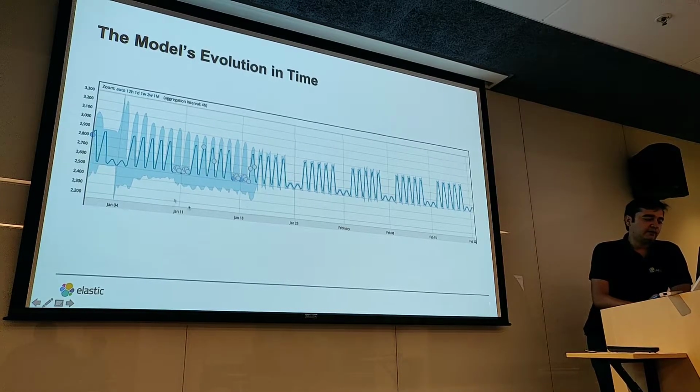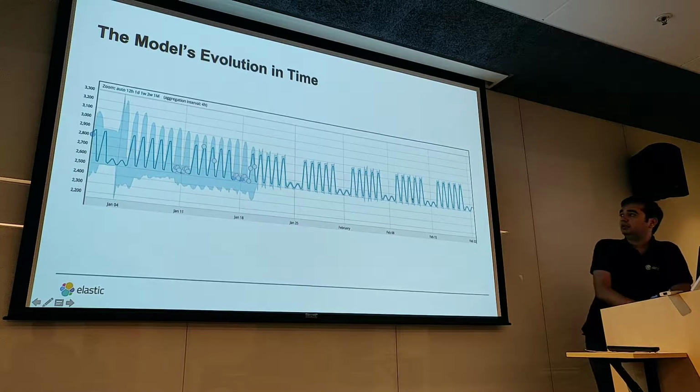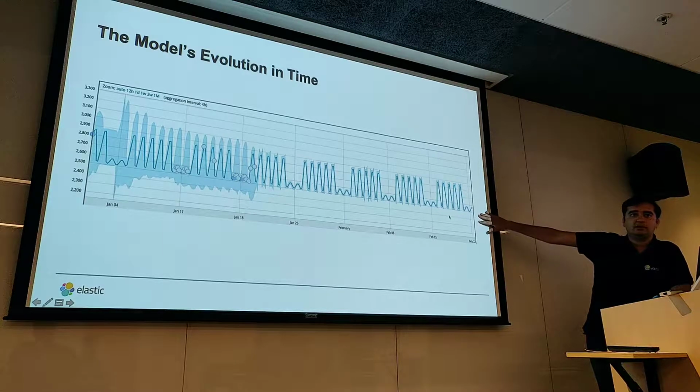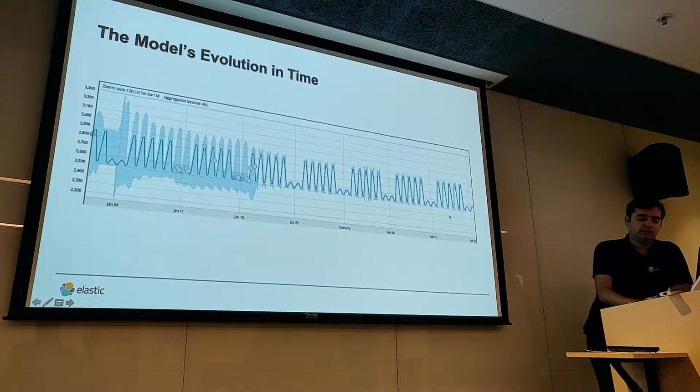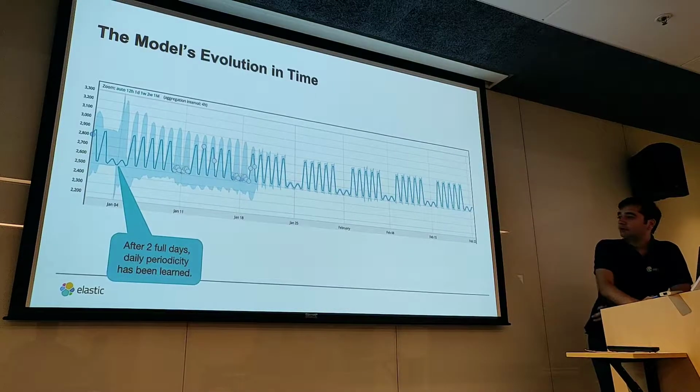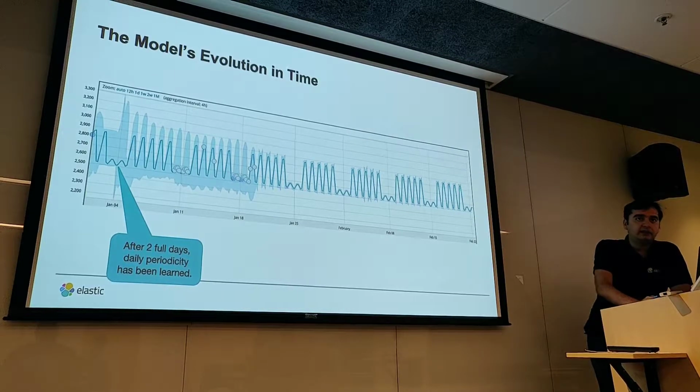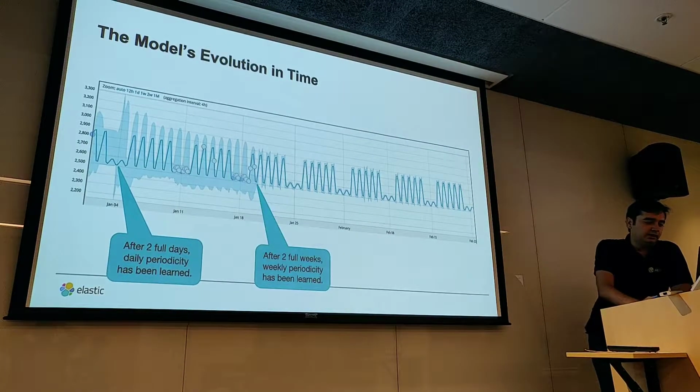It was trying to figure out what is the normal behavior, but as more data started coming in, it started creating a better model of the typical behavior. If you see, the shaded region has gone really down. It's actually mimicking the actual values. This is an actual screenshot of Elasticsearch machine learning anomaly detection. After 2 full days, it understood what is the daily behavior, and after 2 full weeks, it understood what's the weekly behavior. So you have weekends coming in, so there's a dip in the number of transactions over the weekend.